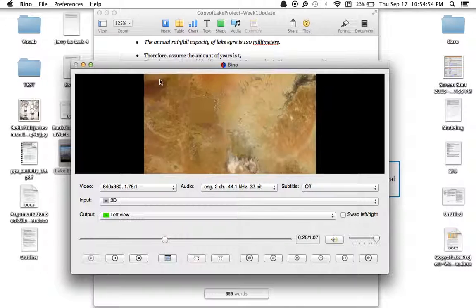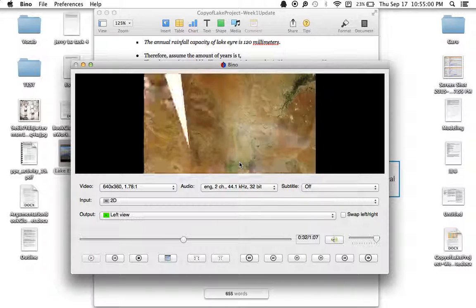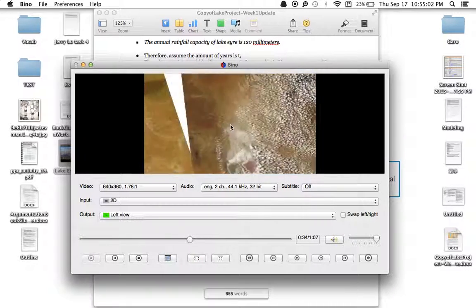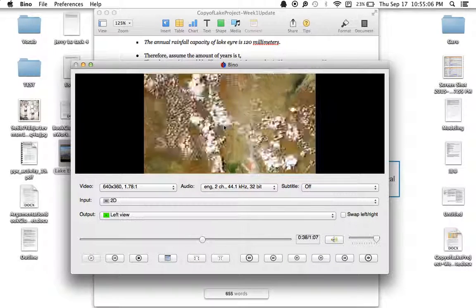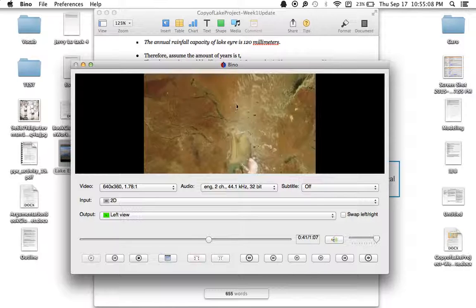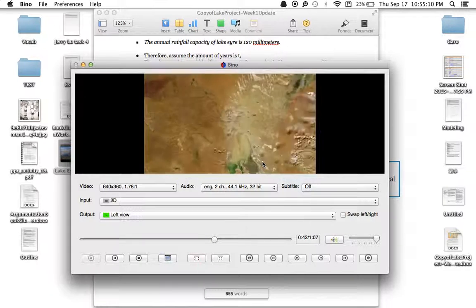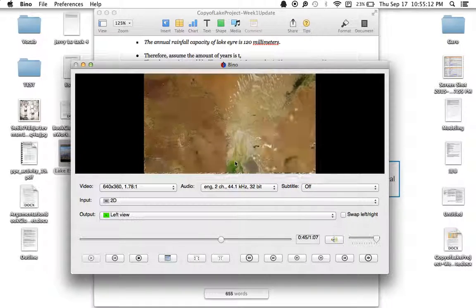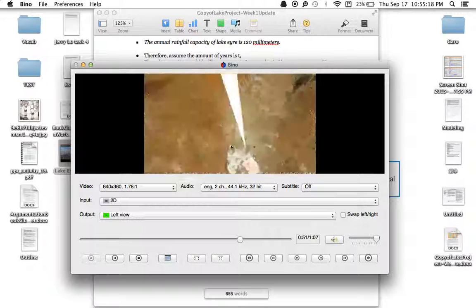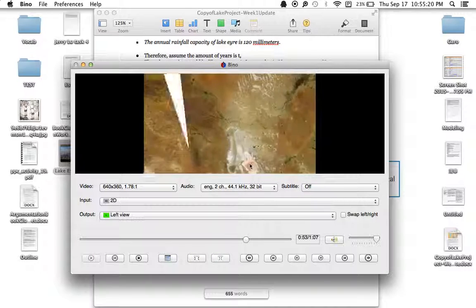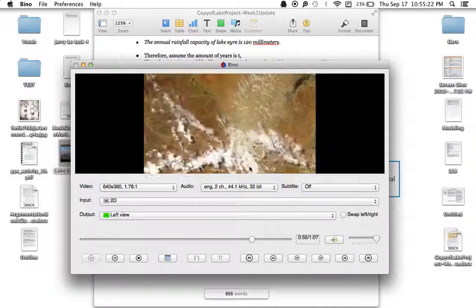And this is how the lake changed along with time. We can see when the lake dries out, there is a white part on the lake, because that is salt. When the water dries out, the salt appears.